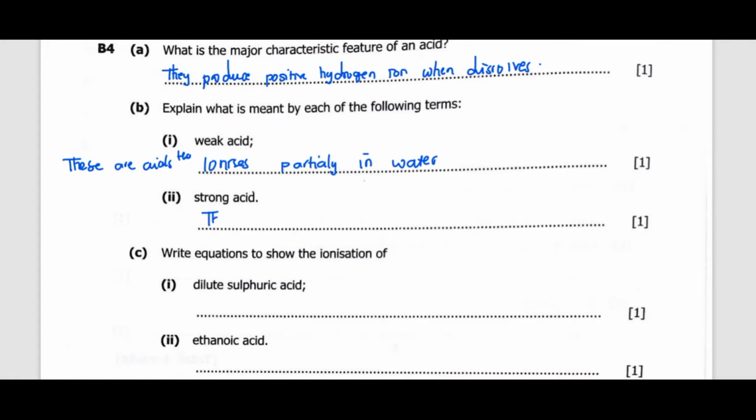Then Roman number 2, strong acid. These are acids that ionize completely in water. And examples of strong acids, we have nitric acid, sulfuric acid, and even hydrochloric acid is an example of these strong acids.